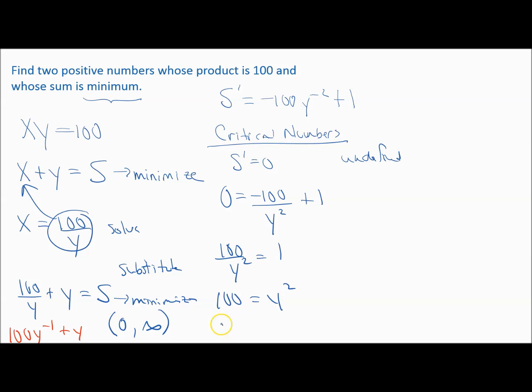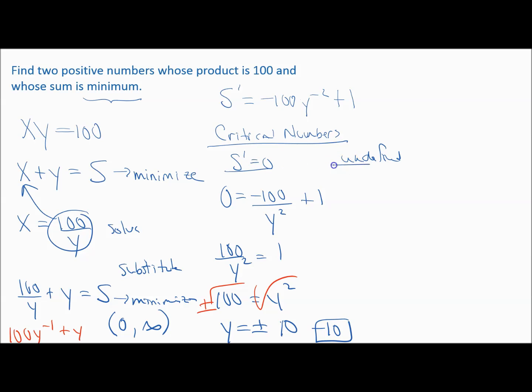Multiply both sides by y squared. Take the square root of both sides, so y is equal to plus or minus 10 when I do the algebra, right? Because I took the square root of both sides. When you take the square root, you got to put a plus or minus. We did that, but now I know what you're thinking. At least I hope that's what you're thinking. The negative 10 doesn't apply, right? I don't want that. The negative 10 does not apply because it says the numbers have to be positive. So I'm only going to consider the one critical number of 10.